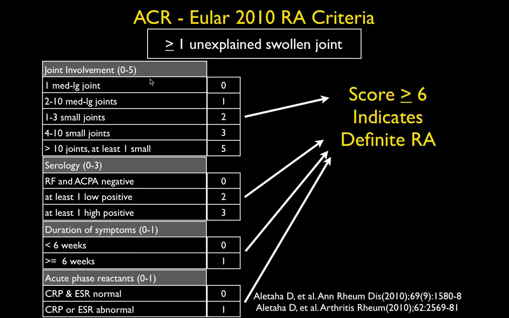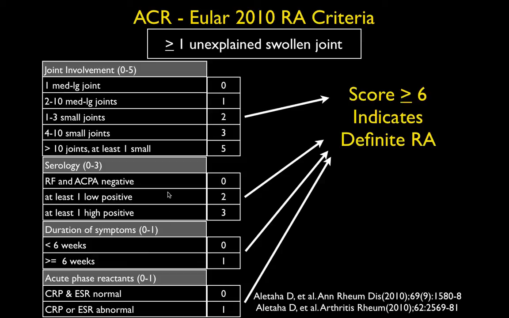Basically, you have to have at least one joint inflamed in order to be considered potentially having rheumatoid arthritis. So that's necessary before you do anything else. But once you have that, they look at joint counts, the serologic findings, the duration of symptoms, and whether or not you have an acute phase reactant like CRP or ESR. And each of these is given a point. And then if the points add up to 6 or more, that's definitive rheumatoid arthritis.